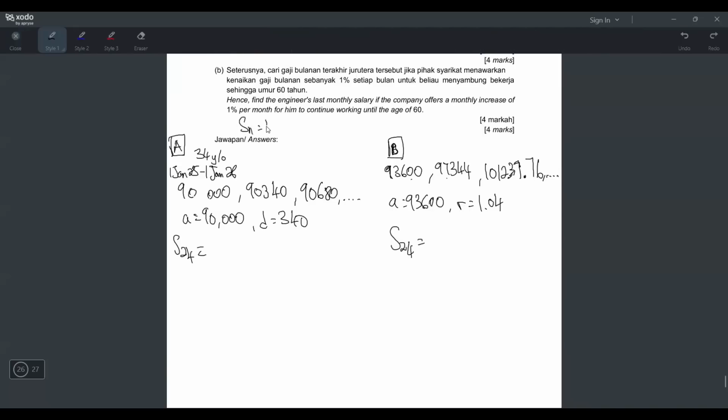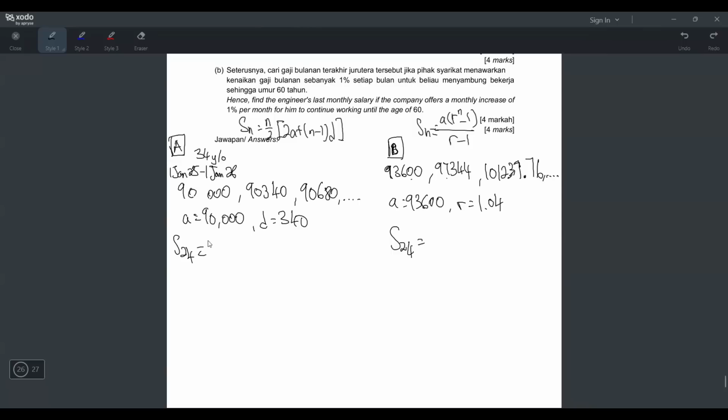For arithmetic, it is n over 2 big bracket 2a plus n minus 1 d, and for geometric, Sn equals a bracket, since your r is bigger than 1, so it's r power n minus 1. Oops, I got it reversed. That one is for when your r is smaller than 1. If r is bigger than 1, it should be r power n minus 1 like this, right? There are two versions of this formula: one is r minus 1, another is 1 minus r. But if your r is bigger than 1, you should use this one, right?